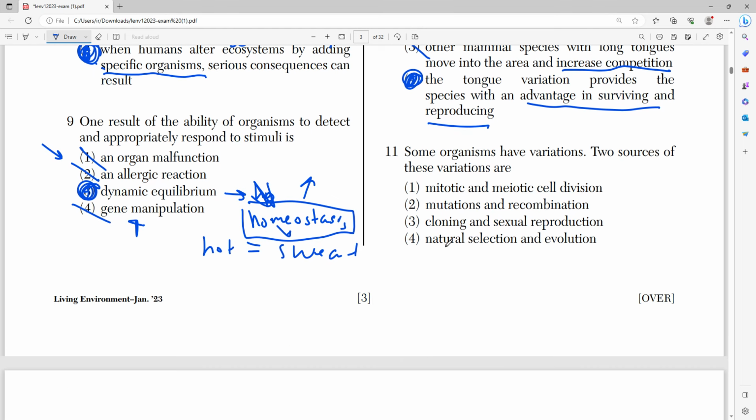Number 11 says some organisms have variation. Two sources of these variations are what? Whenever you see variations, think about mutation, right?